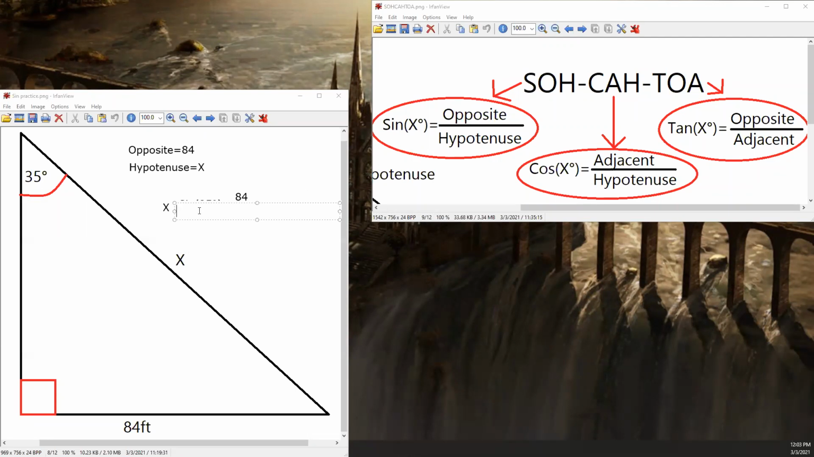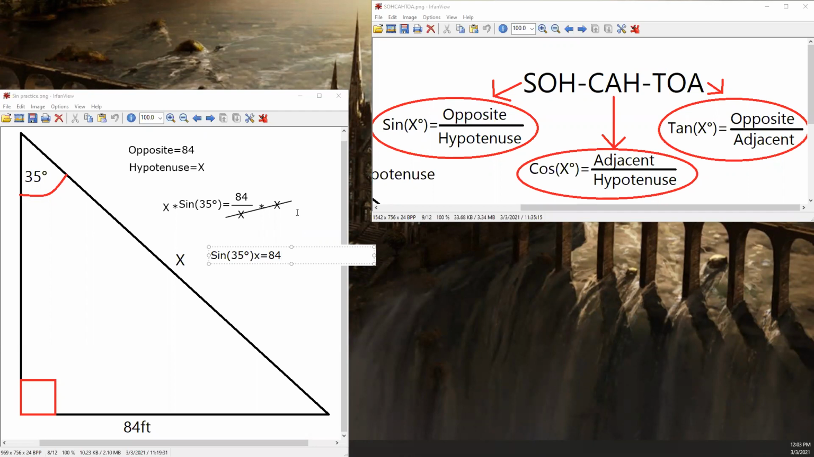Oh, that didn't work. Yeah, whatever. This will work. Right? Multiply both sides by x. What that's going to do is cross these two out and leave you with 84 on this side. And then the sine of 35 times x equals 84.